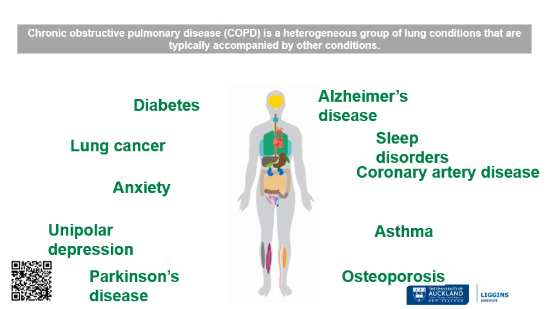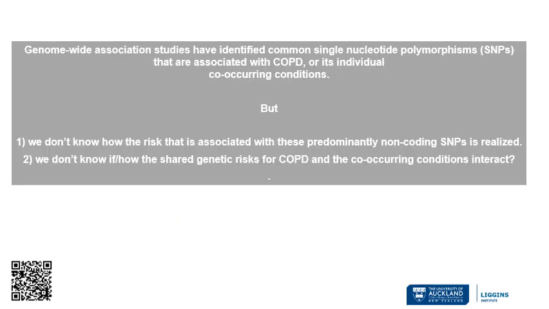It basically affects the lungs, but it's really accompanied by a lot of other conditions, and they include diabetes, lung cancer, anxiety, asthma, all these sorts of things that you see on the slide. And they affect different body organ systems, and it's really important to understand that. So genetic studies have identified the common single nucleotide polymorphisms that are really linked with COPD, and also with the individual co-occurring conditions. And so this is pretty cool, it works really nicely.